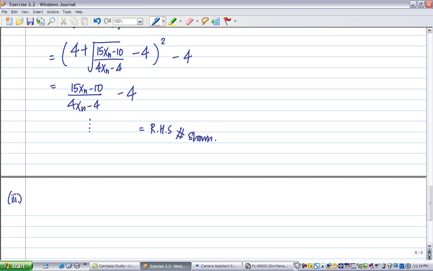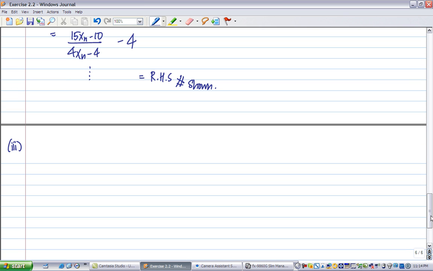It's for part 3. Now suppose xn is greater than L. In other words, what is the value of L? We have found it just now. This means xn is greater than 6. We have found this in part 1. So you want to show that xn plus 1 is less than L.